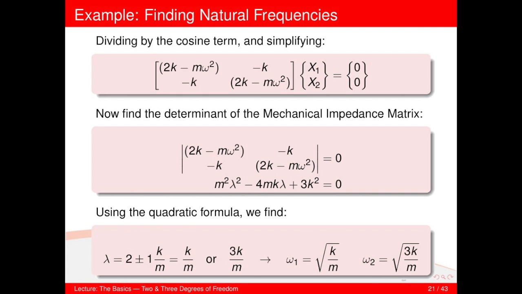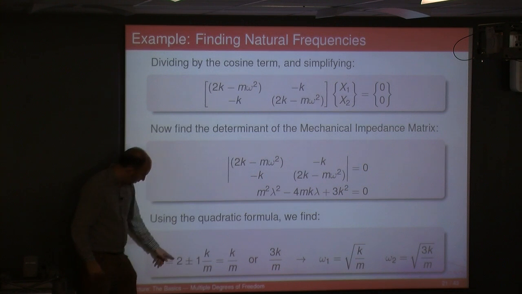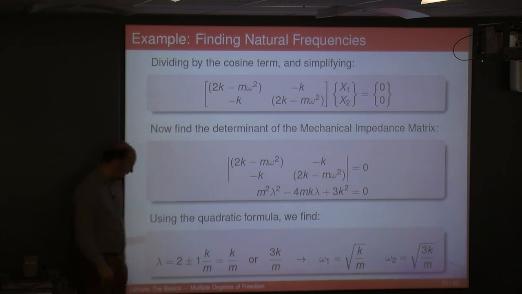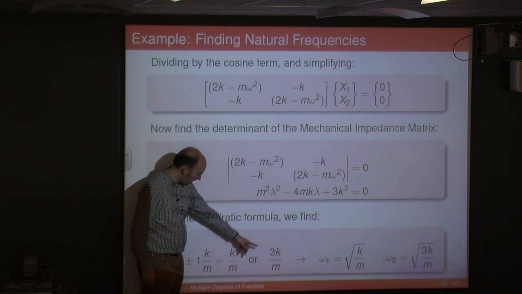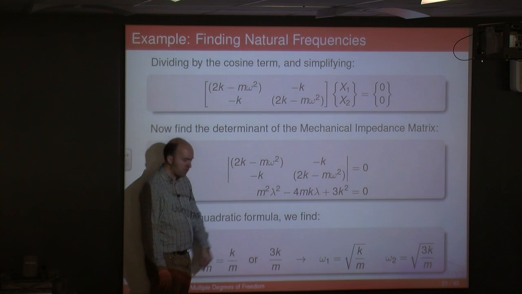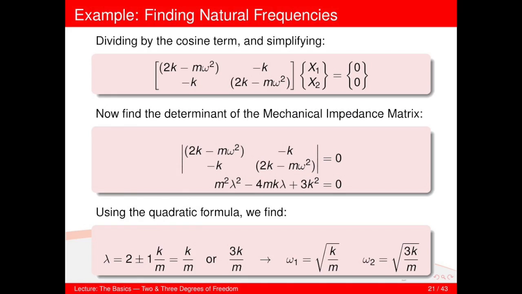And you can end up finding that, if you go through the quadratic formula, you should all know the quadratic formula, yes? Minus b plus or minus the square root of b squared minus 4ac over 2a. You just go through that process, you end up with 2 plus or minus 1, k upon m. And so if you go through that, you get 2 values, k upon m and 3k upon m. And obviously omega 1 will be the square root of the first term, and omega 2 will be the square root of the second term.